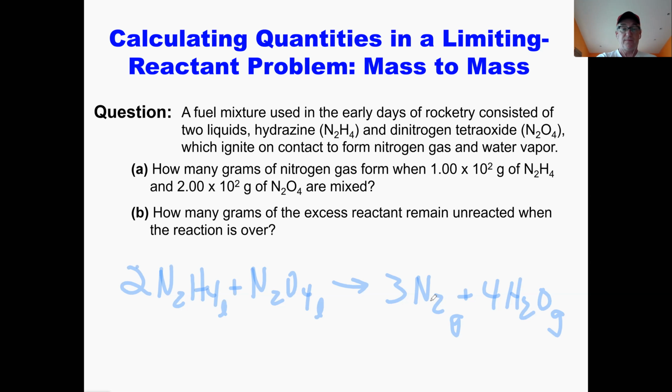To see which is excess, which is limiting. Not yet. That's further down the line. What's the very next thing to do? Convert it to moles. There you go. Because we need moles, because, as we always say, reactions don't happen gram to gram. They happen mole to mole, molecule to molecule. So we need to convert everything to moles.